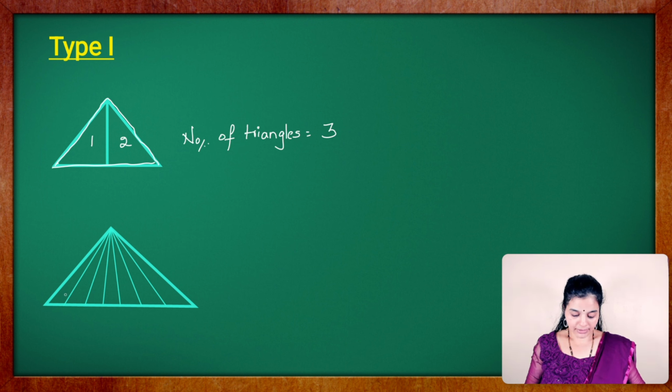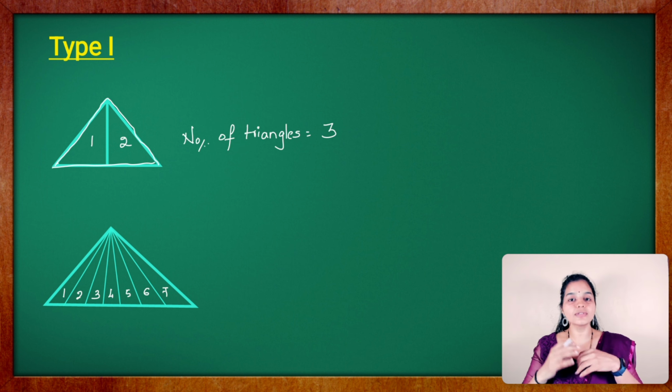So I can number it individually. This is 1, this is 2, this is 3, 4, 5, 6, 7. Then we have combination of 1 and 2, combination of 2 and 3, 3 and 4, 5 and 6, 6 and 7, 1, 2, 3, 2, 3, 4. So like this we have to count. So in case if we miss one of these triangles, we will lose our marks. And in most of the competitive exams, we have negative marks as well.